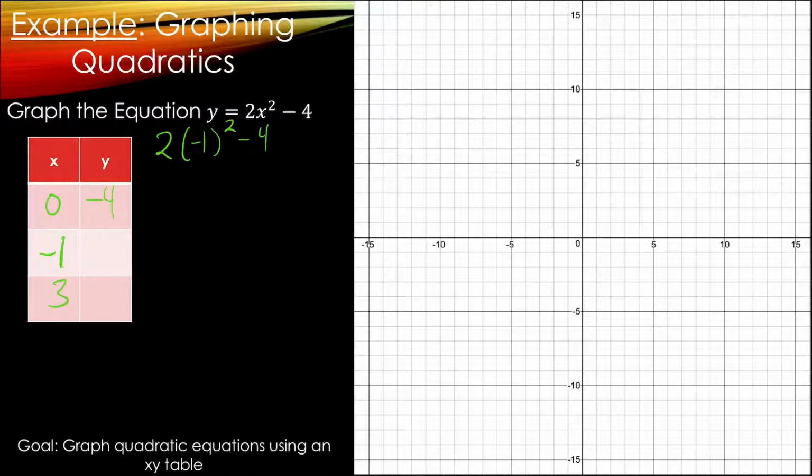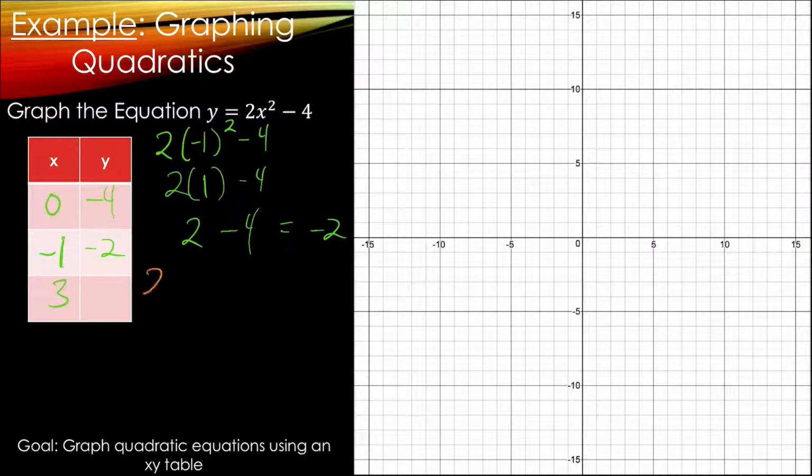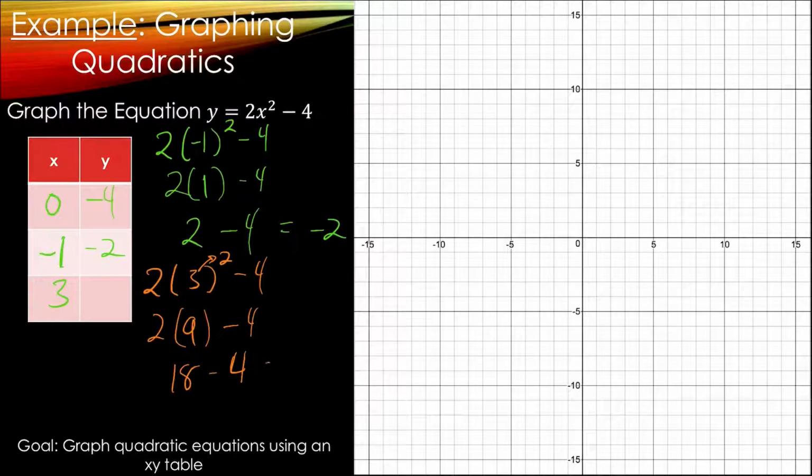Okay, so I'm going to plug negative 1 into that equation. Negative 1 squared is a positive 1. 2 times 1 is 2. 2 minus 4 gives me a negative 2. Okay, so there's one point. My next point is going to be 3. So I have 2 times 3 squared minus 4. 3 squared is 9. 2 times 9 is 18. 18 minus 4 is 14.